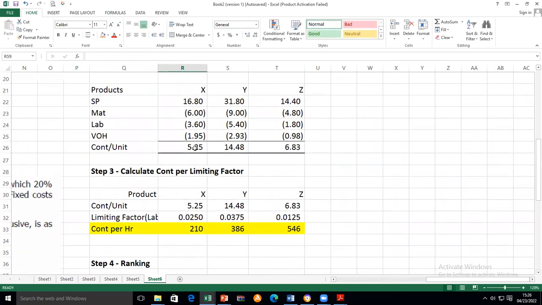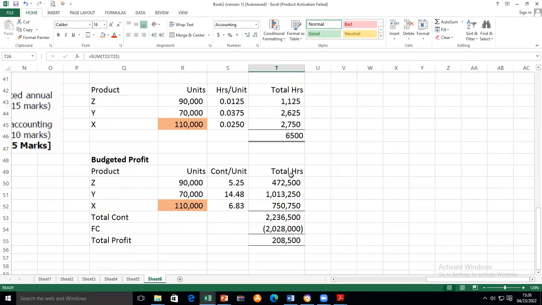Contribution figures 5.25, 14.48, 6.83. Are they the ones here? Okay, now let's do the multiplication. That multiplied by that.